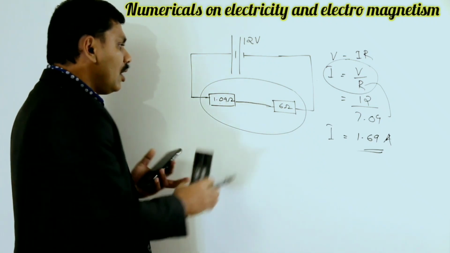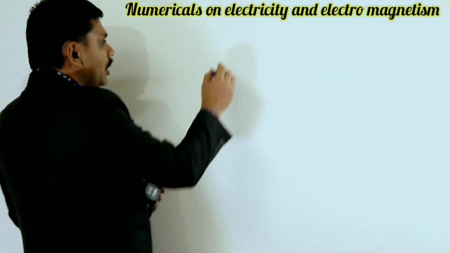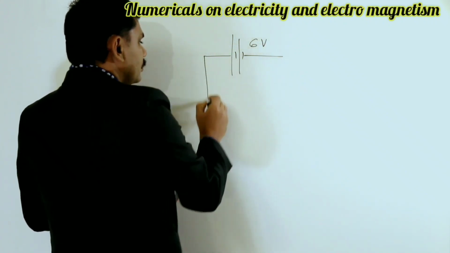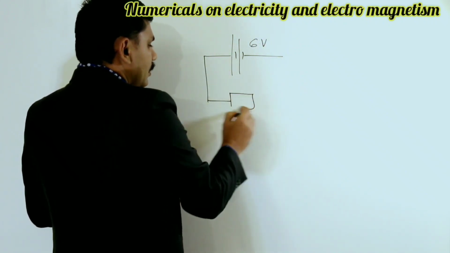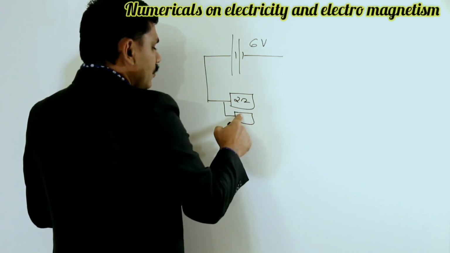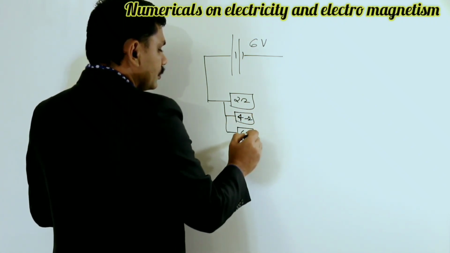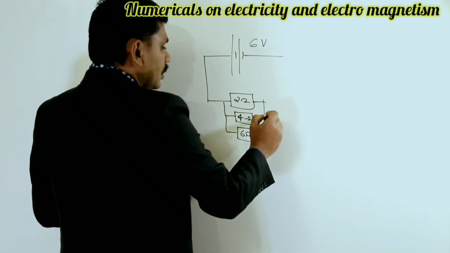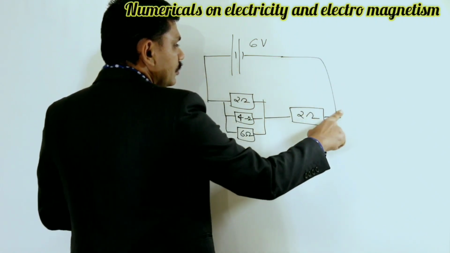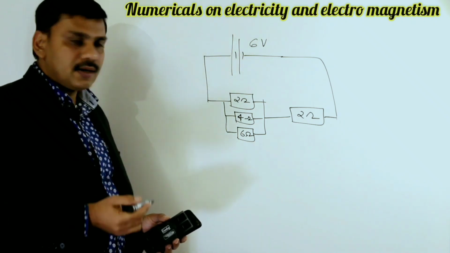How will it be asked? For that I am drawing another circuit. For example, this is 6 volt. This is 2 ohm, 4 ohm and 6 ohm. And another value, 2 ohm. So here is another circuit. First I calculate the equivalent resistance.